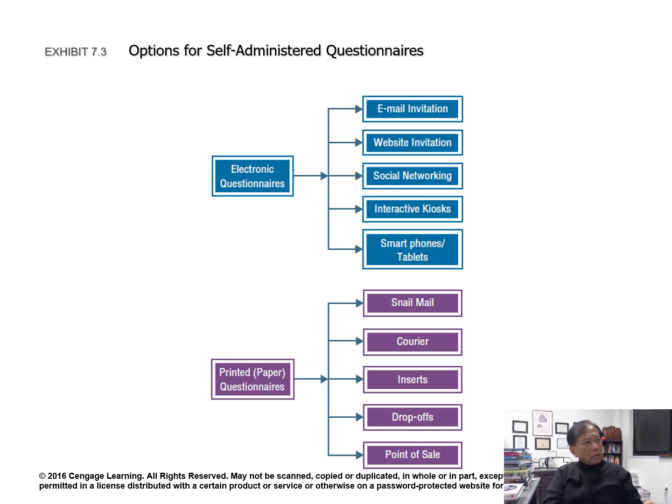Using an electronic questionnaire, you can use email for the invitation. You can use website invitation. You can use social networking software to invite. You can have interactive kiosks. You can use smartphones and tablets. For printed or paper questionnaires, you can send by U.S. mail or snail mail. Use a courier, inserts, drop-offs, point of sales. You can see the cost comparison here.